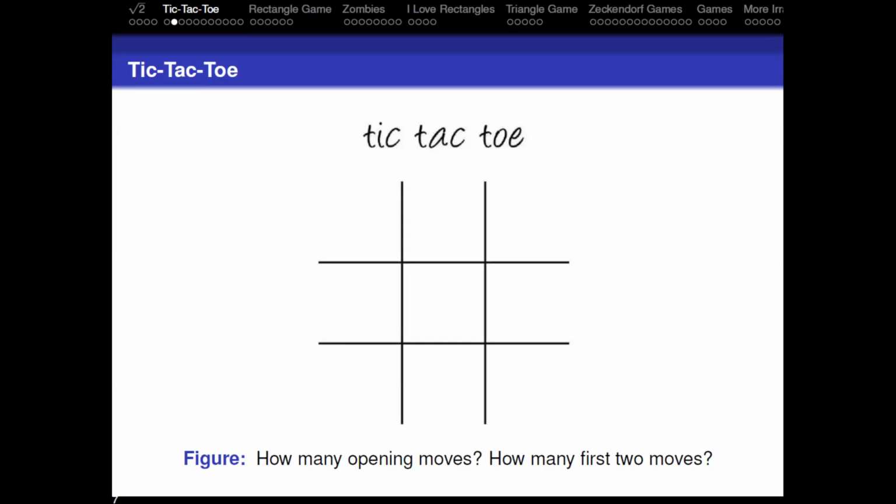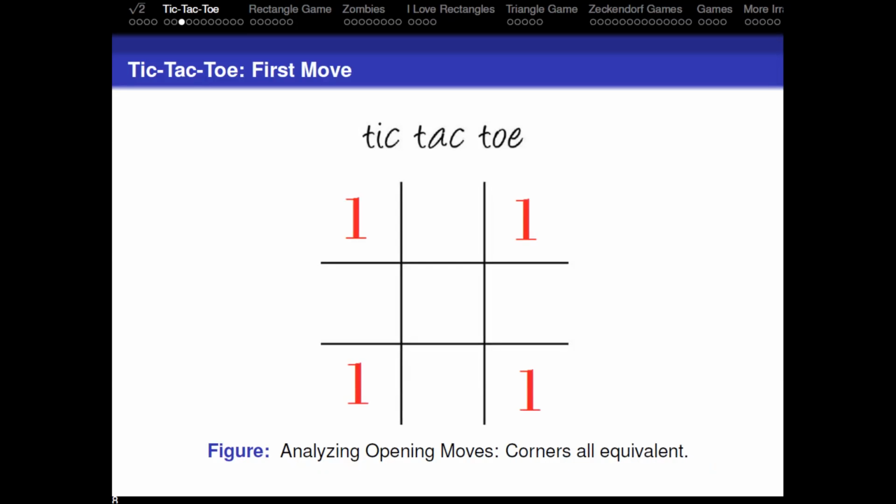Can you explain what is opening move? When you start on your first turn, how many squares can you move into? You have to choose a square. How many choices do you have for your first move? 9. I'm sorry? 9 squares. There's 9 opening moves, right? Yeah. And then how many responses are there? How many moves does player 2 have? 8. 8. So it looks like there's 72 possible pairs of opening moves.